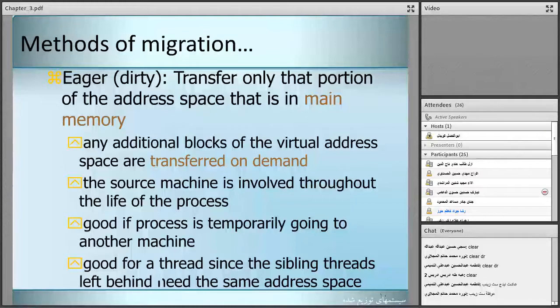Okay, sir. So please keep in mind, in this method, eager dirty, the data related to the process that is stored on hard disk is left on demand. On demand means we do not transfer it, and the process on the destination machine can request to access this data. It is called on demand. Okay.